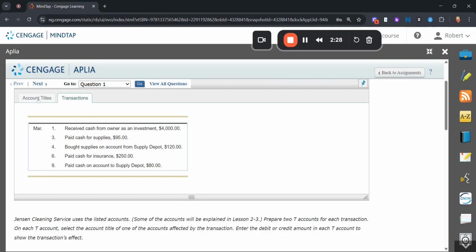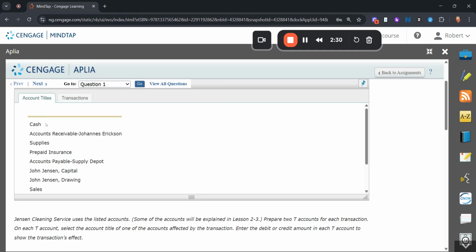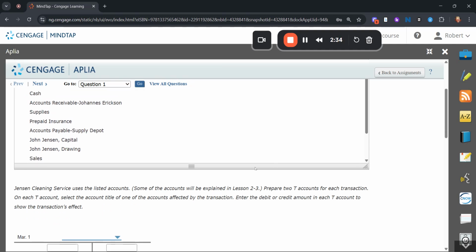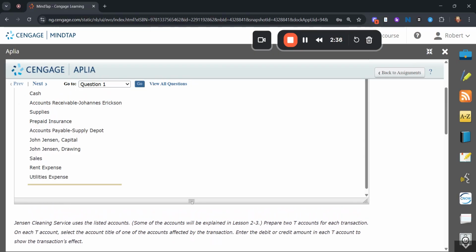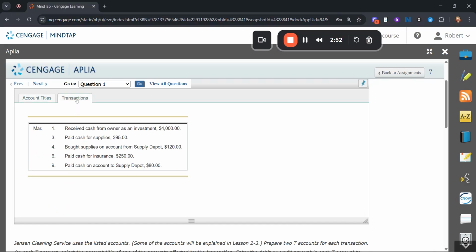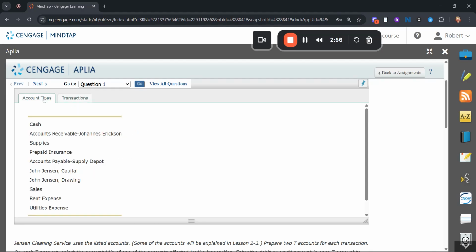So let's click over to the account titles. So the first account that it's going to affect, cash. And then the other account, the capital account, the owner's capital account. So received cash from owner as investment.